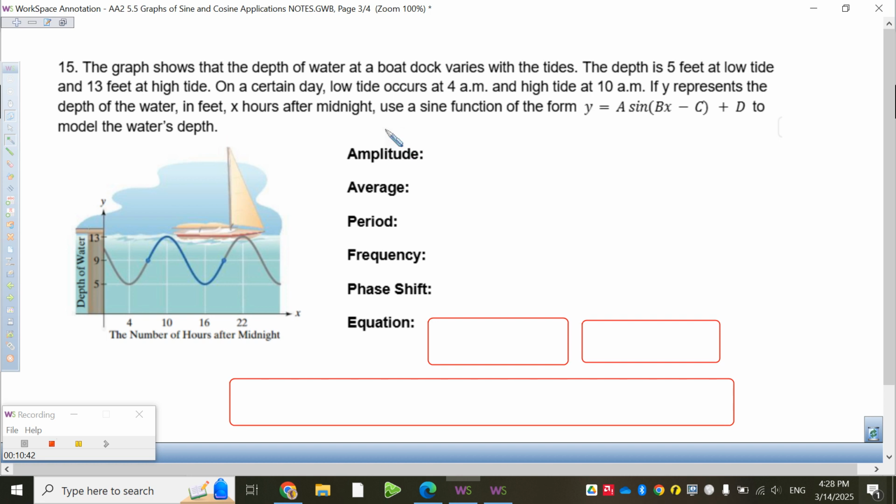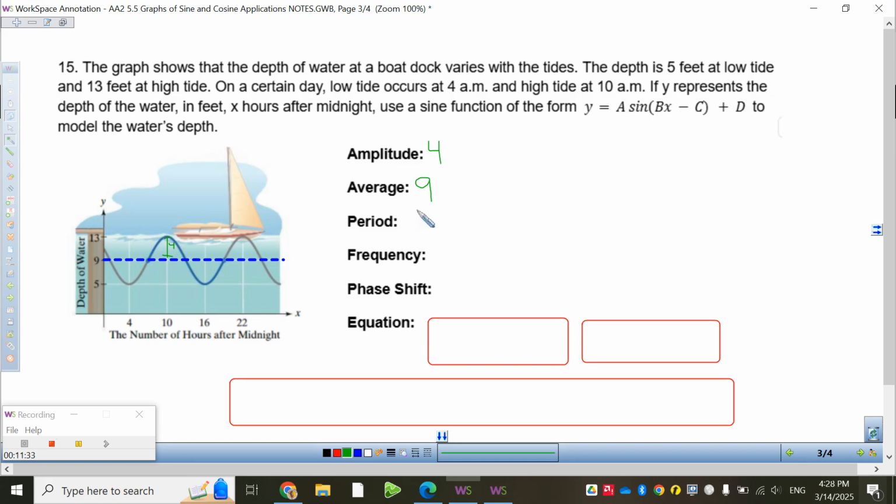All right, so we know a lot of things from this problem right away. I'm going to draw in our midline, and our midline is labeled here. It's 9, and that's our average value. So we're going to write 9 as our average value. Now, our amplitude is how far it goes up and down from that midline, and that's a distance of 4. So we've got our amplitude, we've got our average, and that's two of our important values in our formula. That's A and that's D.